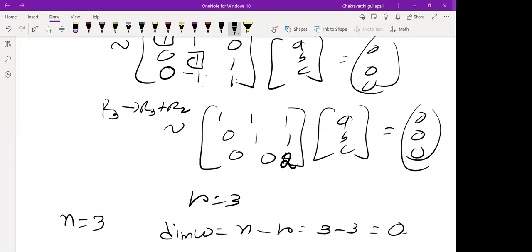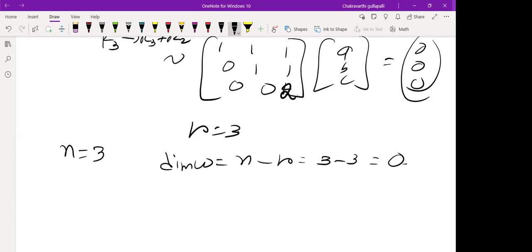So dimension of W is 0, which means, what is the basis? Whenever dimension is 0, what is meant by dimension? Number of vectors in the basis. For the 0 space, the basis contains no vectors. That means the basis is the empty set. So whenever dimension is 0 for any space, the basis is taken as the empty set.